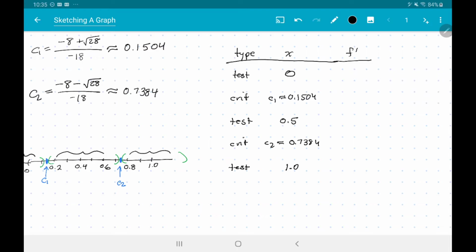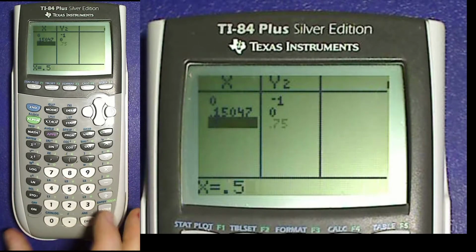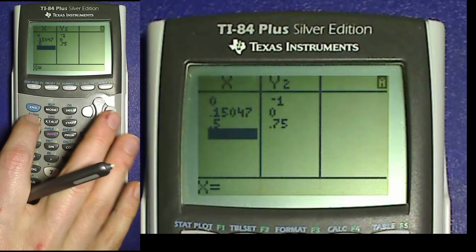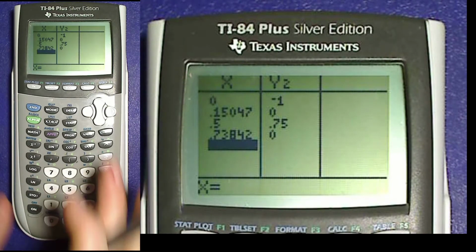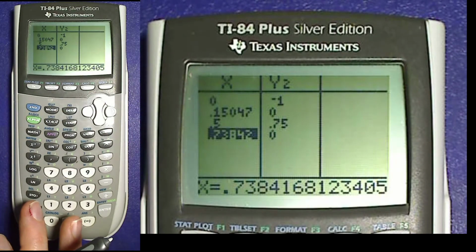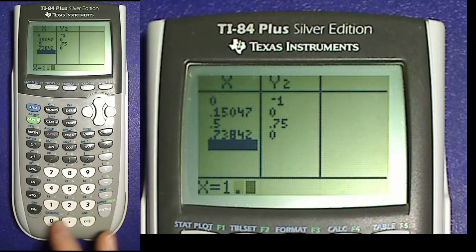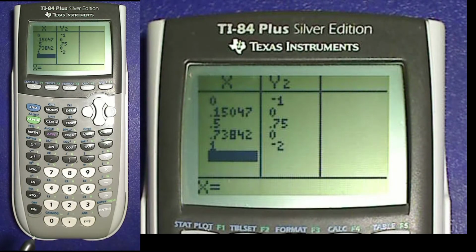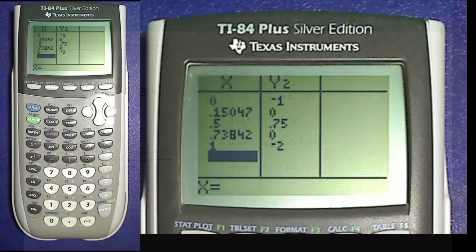Then we need to type in these remaining numbers. I will do that rather quickly here. Our test number in the next interval is 0.5. I will do alphabet and then this button to type B to recall the number we stored in B earlier. And again, there you see it in all its digital glory. And finally, 1.0 is our last one. So these x values are now typed into the table.